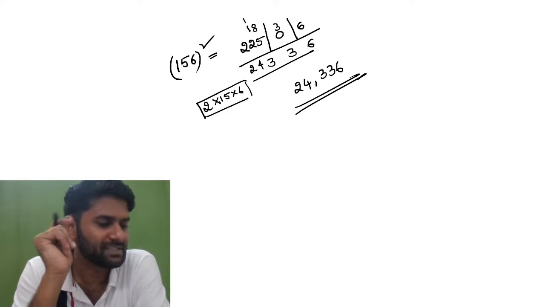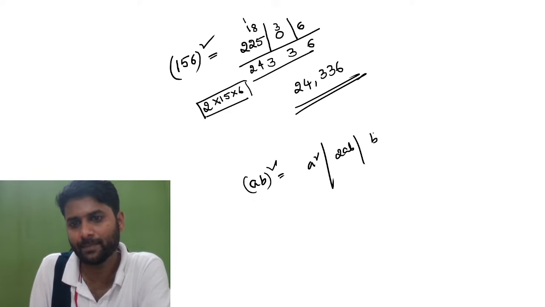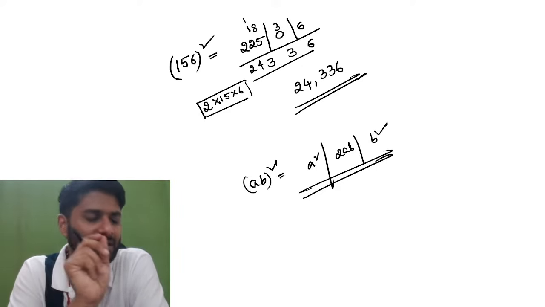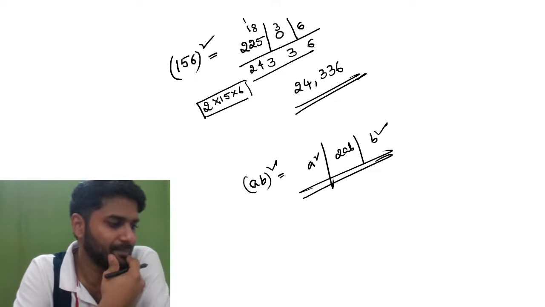So is this approach clear? We are using only these elements: a square, 2ab, b square. And we have to consider only one digit and the remaining should be a carryover. So is this method clear?